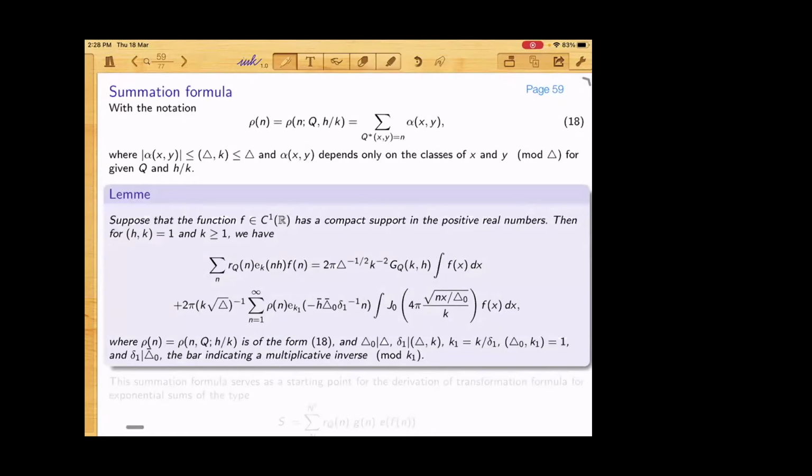So then, in our case, we get the sum of r_Q(n) e(hn/k) f(n) to be of this form, where J0 is a Bessel function. So this summation formula serves as a starting point for the derivation of a transformation formula for exponential sums. So the exponential sums in question are transformed now by using this summation formula.